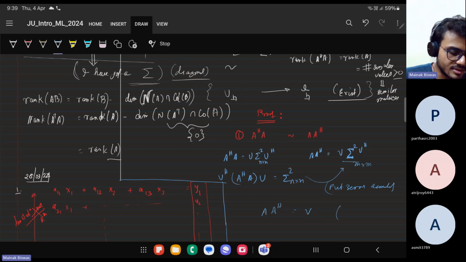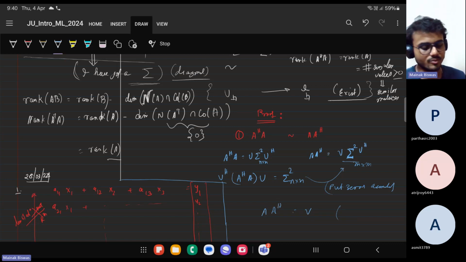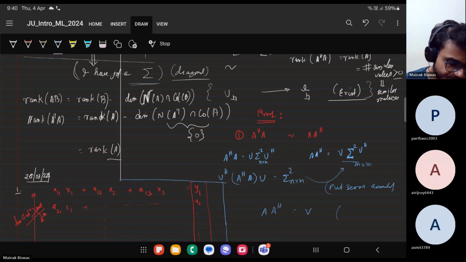What can I write? A Hermitian A, UV Hermitian. Correct. Oh, but A Hermitian A, yes. So in this case, I can also write symmetric matrix. These are symmetric matrices. Okay, so I can write this way.